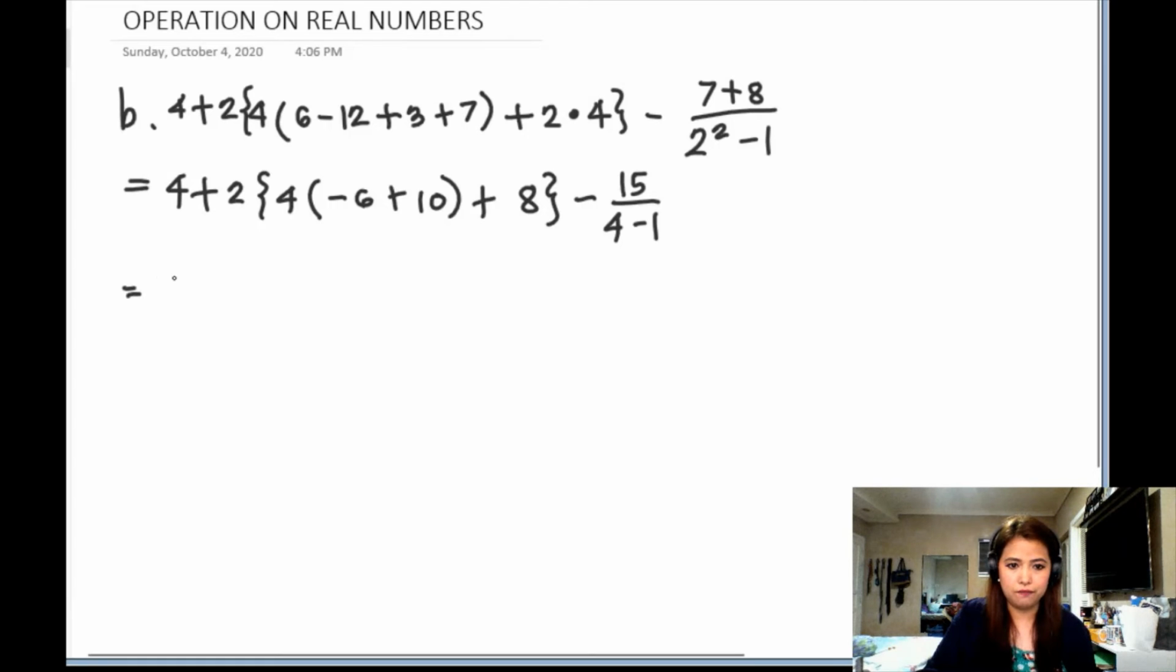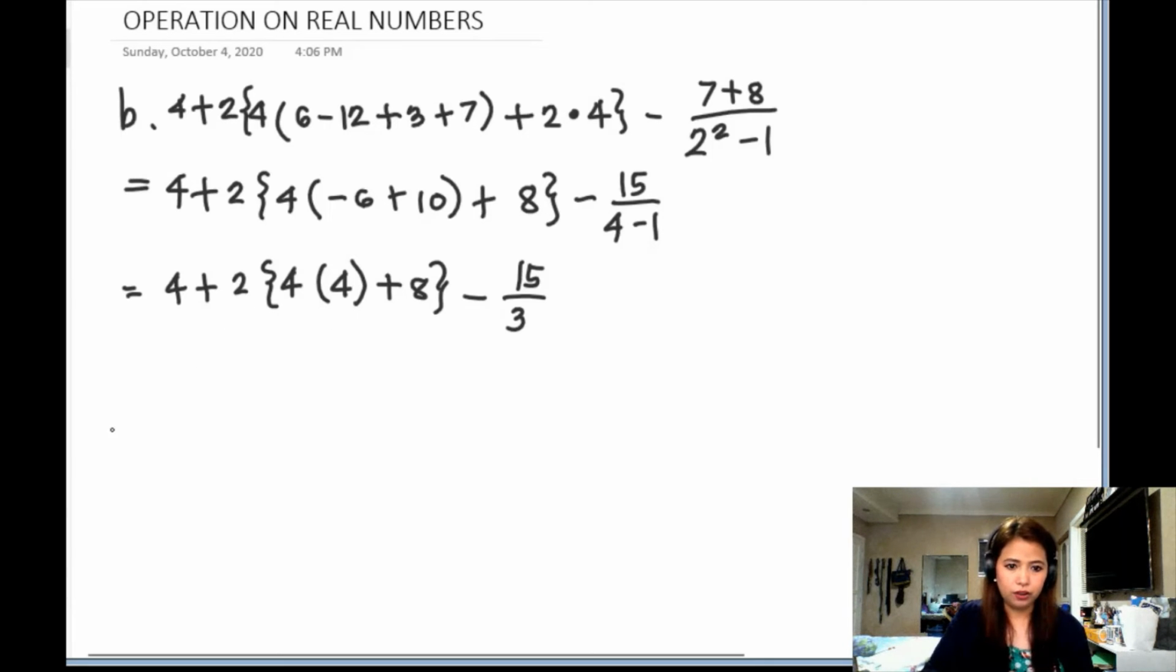Then next we have 4 plus 2, and then simplifying those inside the parentheses. So we have 4, and then times positive 4, plus 8, and then we close. Then minus 15 over 3. Then next we have 4 plus 2. Then multiplying 4 by 4 is 16, plus 8. Then we close. And then that is minus 5.